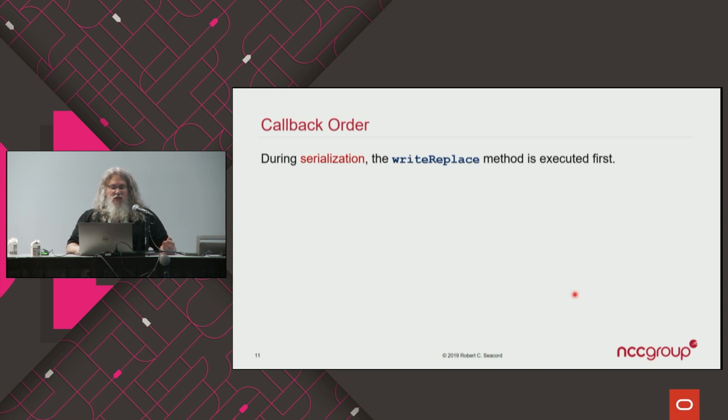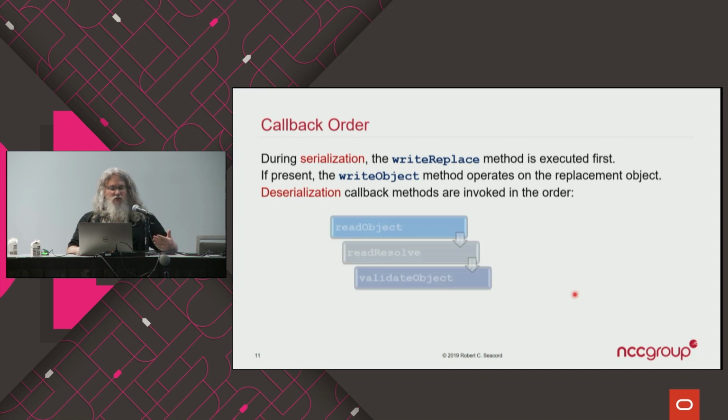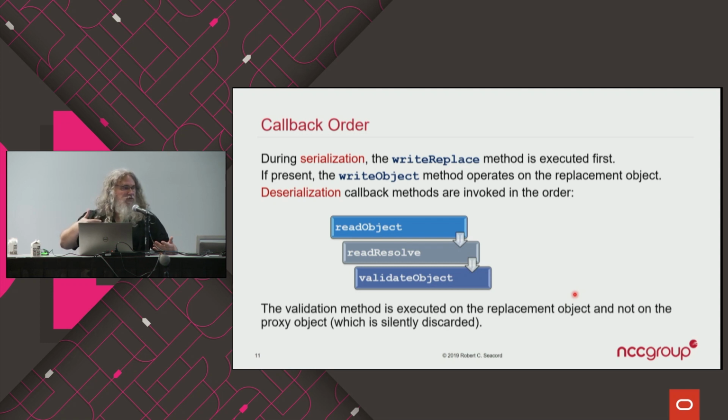So during serialization, the write replace method is executed first. If present, the write object method then operates on the replacement object. During deserialization, the methods are called in the reverse order. So the read object method is called to read in potentially the replacement object if it's there. And then the validation methods can be executed on the replacement object, not on the proxy object. Any proxy object would be silently discarded.